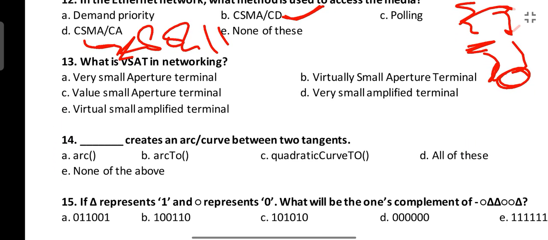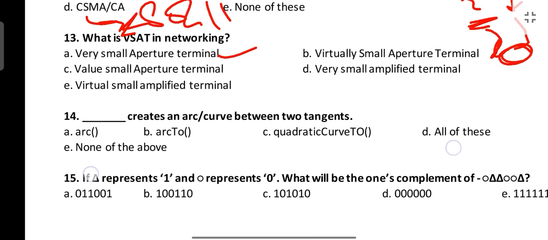Next is, what is VSAT? VSAT, you must have heard about VSAT. VSAT is very small aperture terminal. The correct answer is option A, very small aperture terminal. This is used for communication. Mainly POS devices are using VSAT.